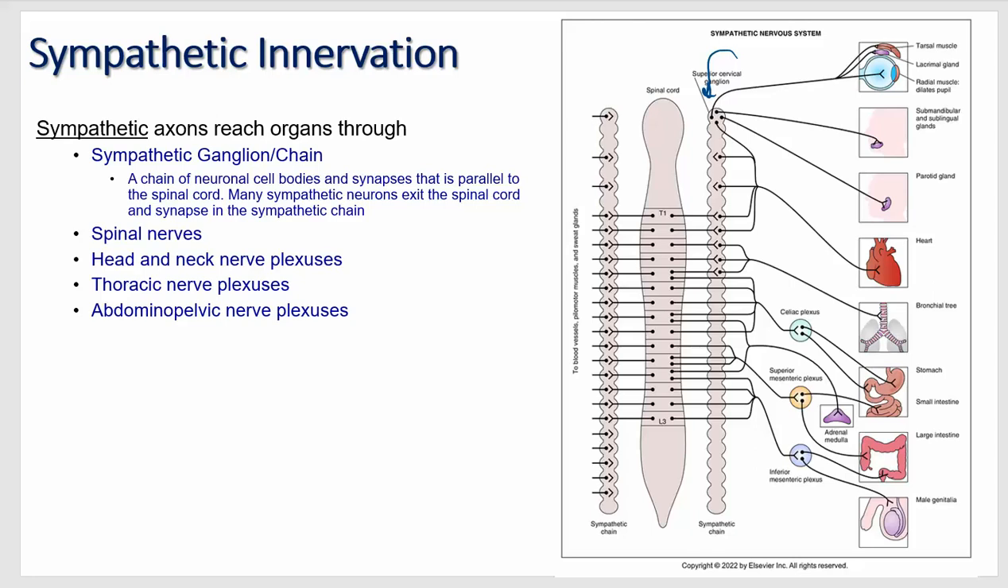Head and neck nerve plexuses. Plexuses are just kind of divisions where you have some neurons coming together and branching. So we can see a plexus here, here, here, and that's that branching and convergence of neurons. So head, neck, thoracic nerve plexuses, and abdominal pelvic nerve plexuses.